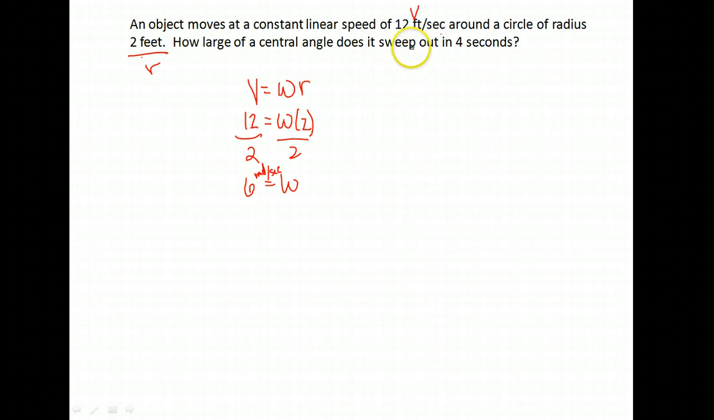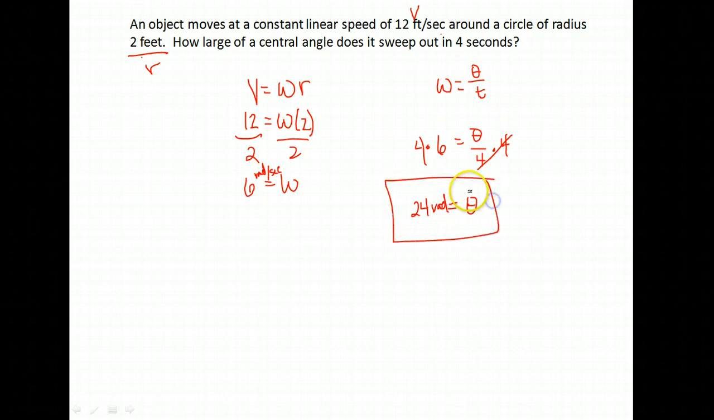How much is swept out in 4 seconds? Well, 4 times 6. If you want a formula for that, remember that angular speed is equal to our angle theta divided by the amount of time. Okay, we know our angular speed is 6, we know theta, and our time is 4. Multiply both sides by 4, and we find that theta is equal to 24 radians are covered in 4 seconds.